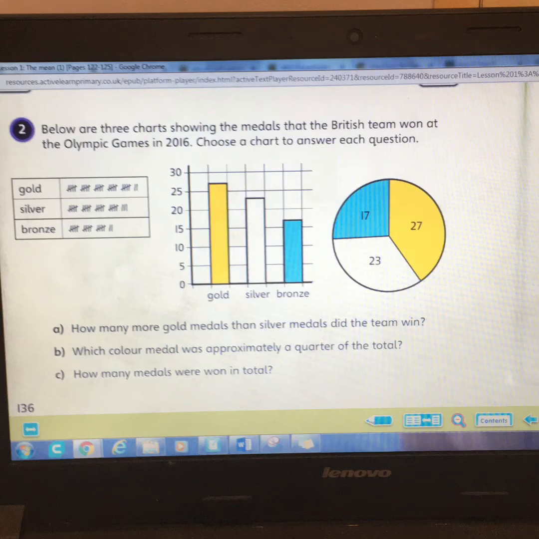Well, think about a circle cut into 4. It would be the blue section, which is the bronze medals. The bronze medals were approximately a quarter. They're not exactly a quarter, but approximately a quarter.